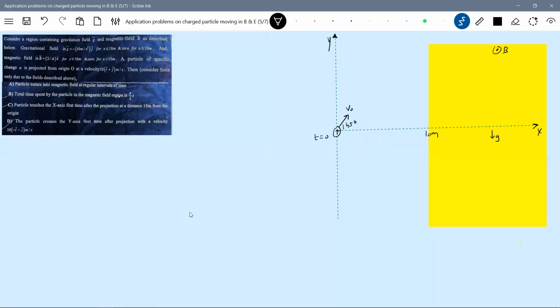I think the problem looks very interesting. Only a student has to manage things here. It is like a projectile motion first. It is projected from the origin. Then it's going to enter the magnetic field. Let's see how it will enter the magnetic field. Based on that, the trajectory of the particle in the magnetic field will come.